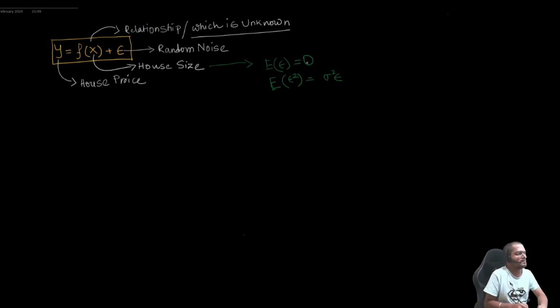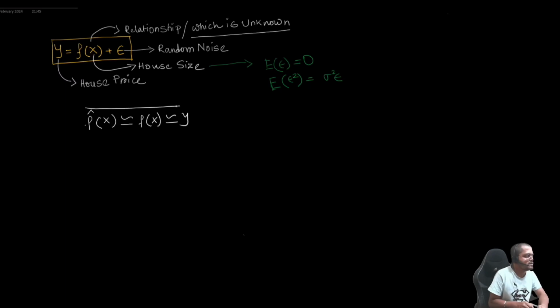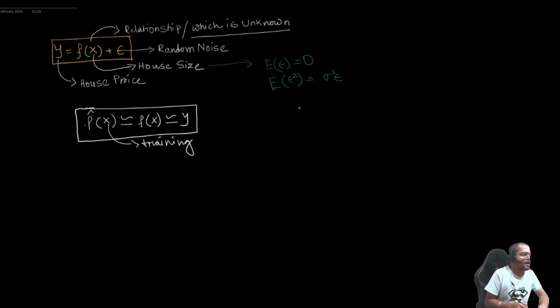In a real-time scenario, we have an unknown relationship between x and y. What we try to do is find an f hat of x which is closest to f of x, that means closest to the actual y. This is our target. This is what we try to find out. How can we find it? We have certain x data, and using the training data, we try to find out the relationship.